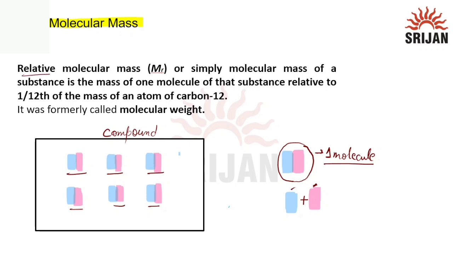To define relative molecular mass, we can define it in the same way we have defined the atomic mass. So, the molecular mass of a substance is the mass of one molecule of that substance relative to 1/12th of the mass of an atom of carbon-12. Molecular mass was earlier also known as molecular weight.